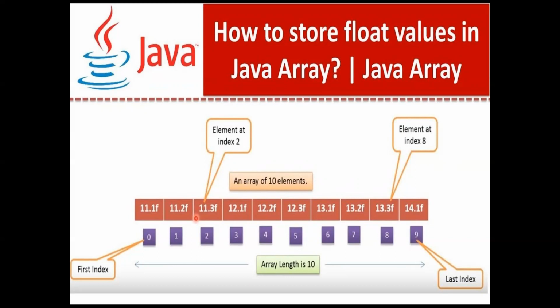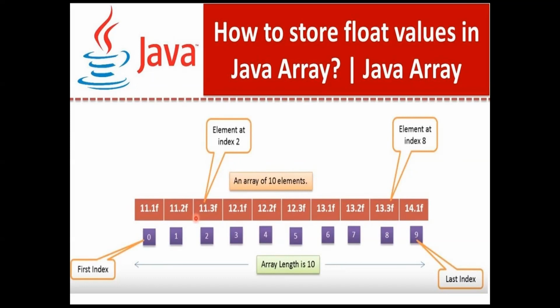In this picture, we have a one-dimensional array of type float values. Yes, the first index is always 0 and the last index is 10 minus 1. It will be 9 because the array length is 10.